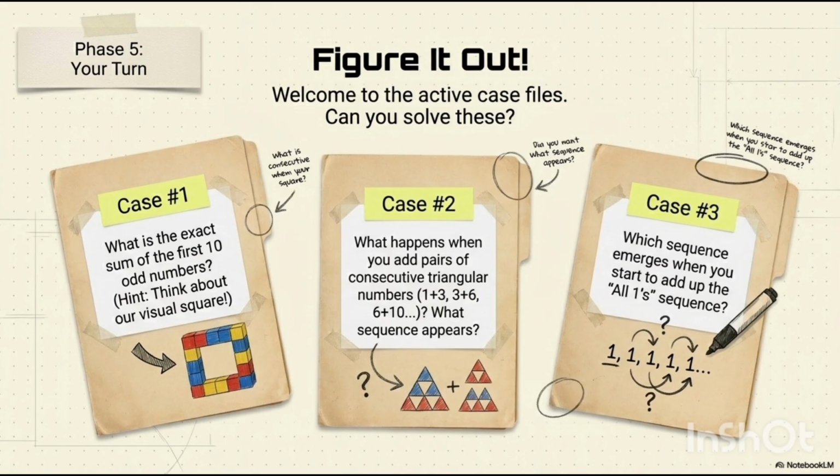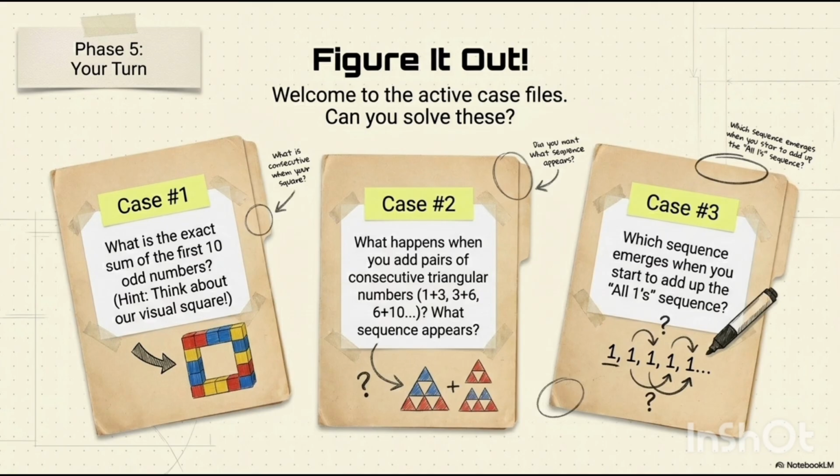I have told you that if we keep adding these odd numbers, we also get square numbers. So is 100 a square number? Yes, of course it's a square number. Now moving on to the second question, what happens when you add pairs of consecutive triangular numbers? It's a tricky question, right? The triangular numbers are 1, 3, 6, 10, 15, and it goes like this, right? So what happens when we add pairs of consecutive triangular numbers?